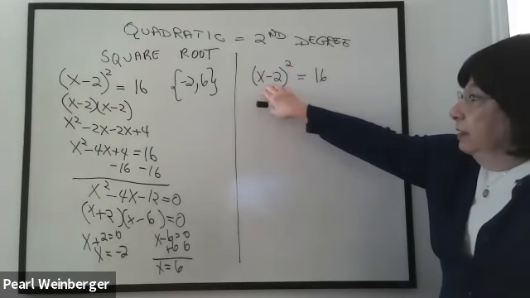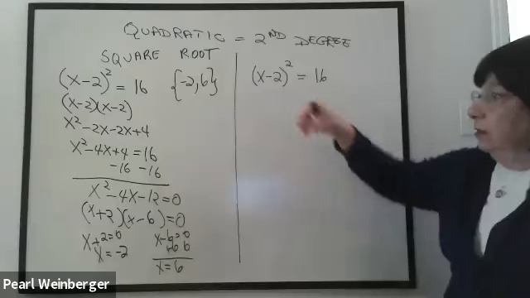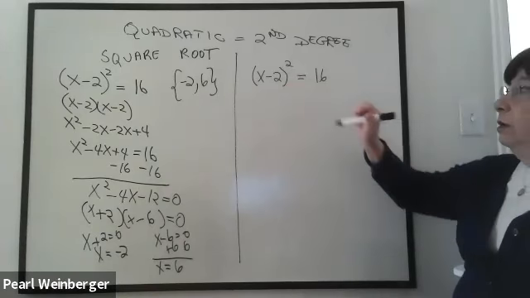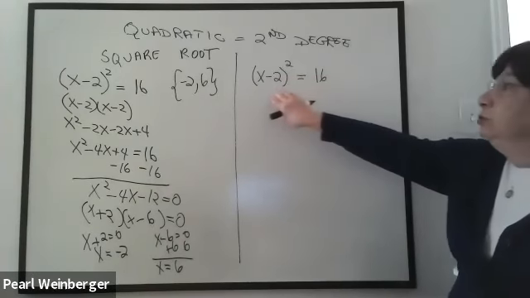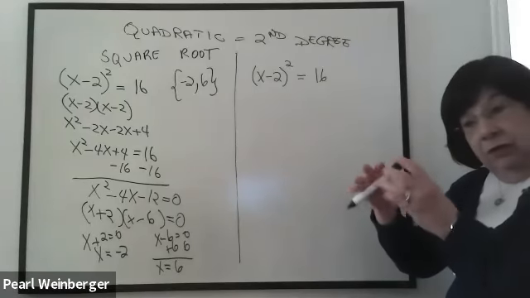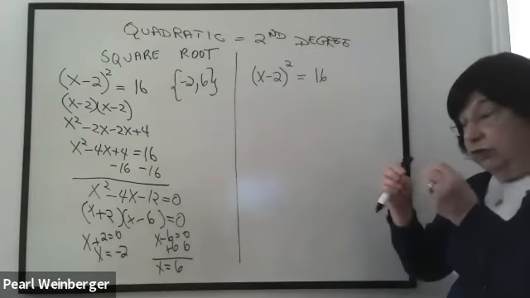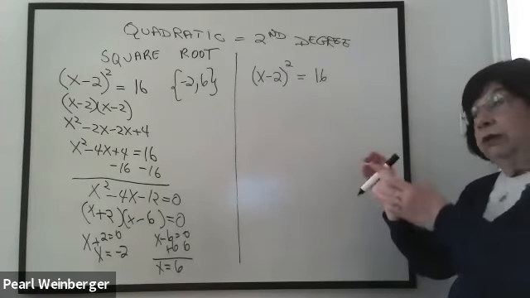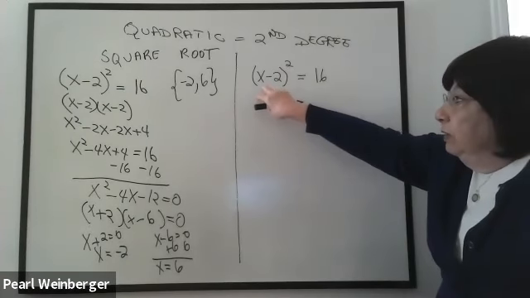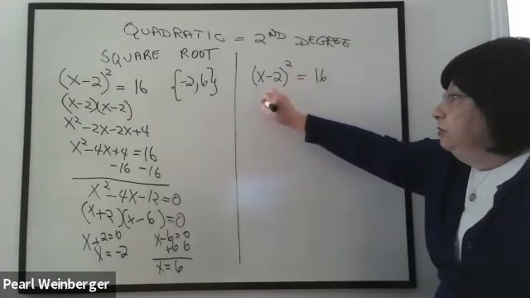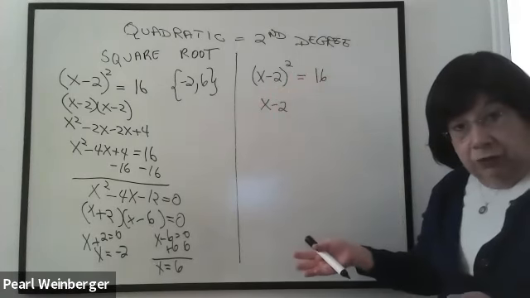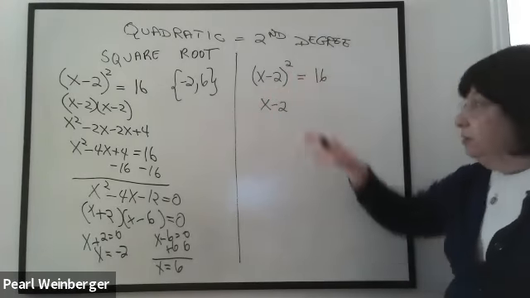This is something squared. It's not just a plain x squared, it's x minus 2 squared. But what I'm going to do is take the square root of both sides. Whenever I have something, a variable or combination of variables, squared equaling a number, I can take the square root. Now, when we take the square root of x minus 2 squared, that'll just give me x minus 2. The square root of something squared is just the item.